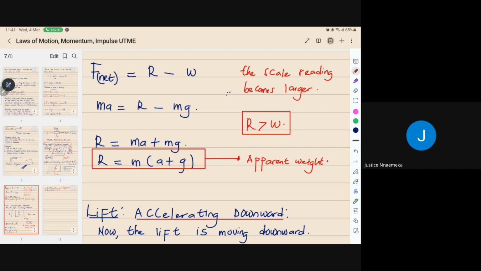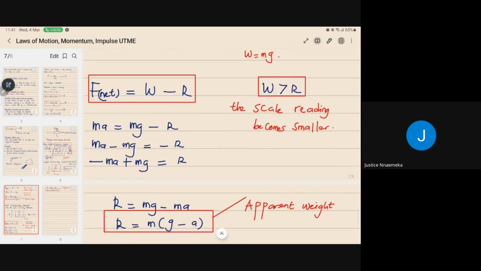But remember that when you are not moving, when you're just standing on that lift, your R is equal to your W. Is that not so? When it's not moving, yeah. So for the last part, I'm going to do two more cases because I'm behind time already.